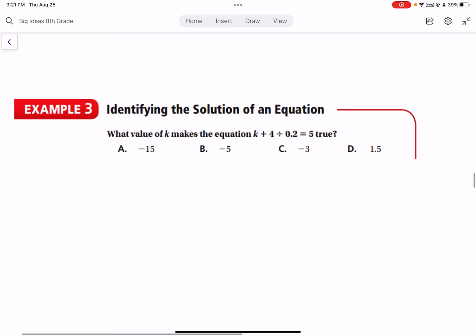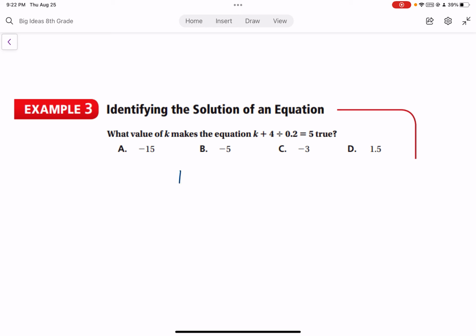In example 3, we want to identify the solution of an equation. So what value of k makes the equation k plus 4 divided by 0.2 equals 5 true? Well, by our order of operations, I'm honestly going to simplify this first because I think that's going to be the easier way to go about it.